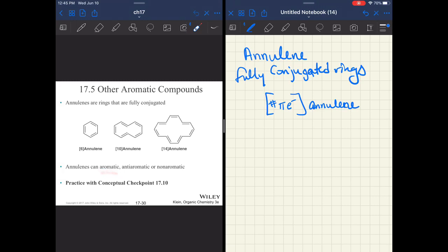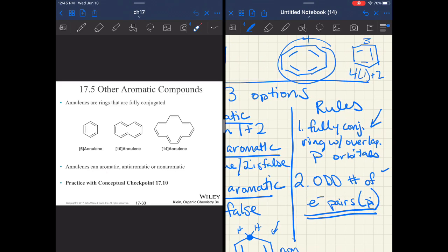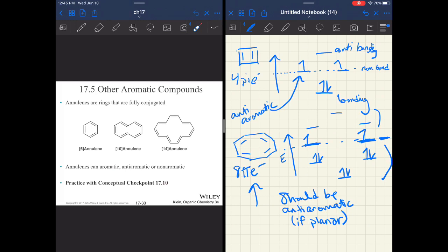Annulenes can be aromatic, anti-aromatic, and even, which may seem non-intuitive, non-aromatic, right? By nature, they should follow rule 1, that fully conjugated ring, right? There is a p orbital on all of these carbons. But just like cyclooctatetraene in real life, something like 14-annulene has hydrogens in here that are all super close. So this winds up bending a little bit to get those hydrogens a little further away from each other, which breaks that conjugation. So it is possible for them to fall in any of the categories.